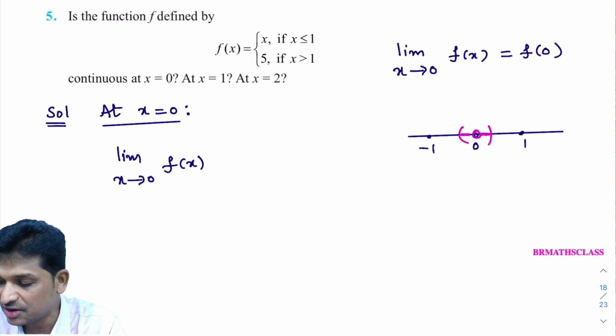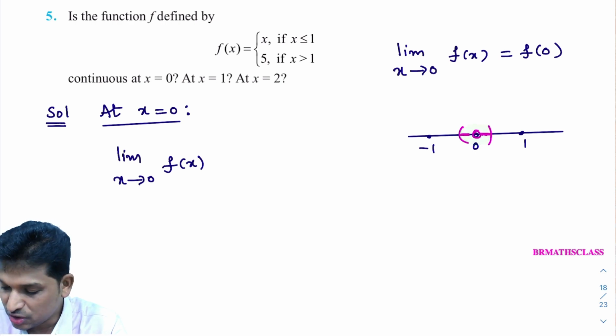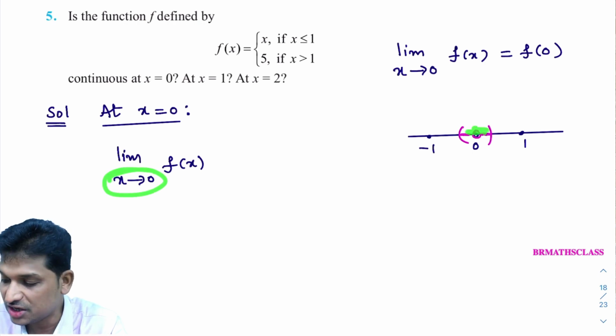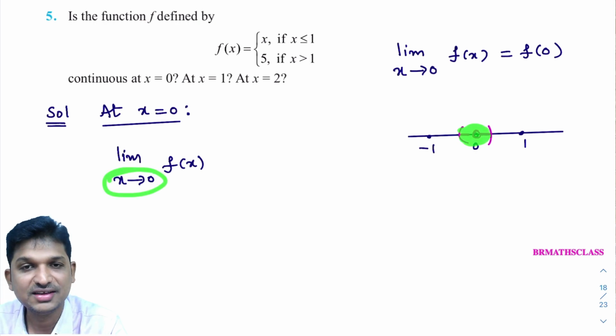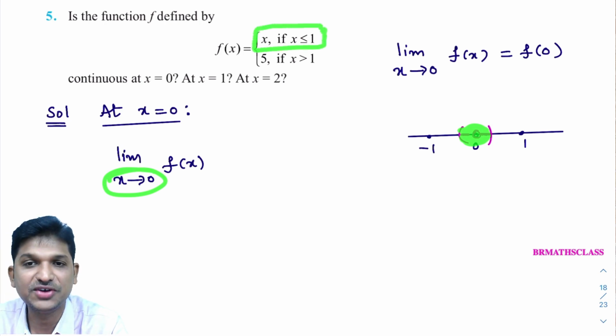Yes, this is the left side of 1. This green part is the left side of 1. So all these x values are less than 1. So which function to choose? Look here, x approaches 0 is given. X approaches 0 means all x values are slightly less than 0 or slightly greater than 0. That means all x values will be in this zone. So when x values are in this zone, are all these x values less than 1 or not? Yes. So which function to choose? When x is less than 1, we'll choose this function.